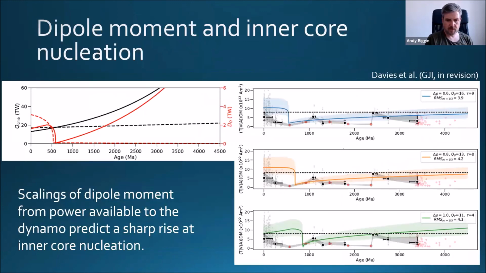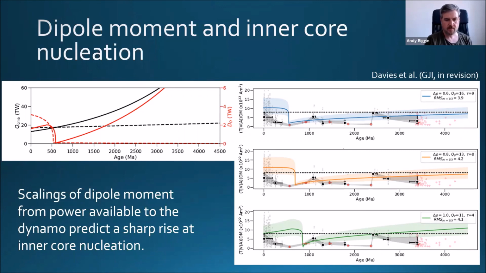Okay, so I did promise to talk something on thermal evolution. This is a paper that only has minor corrections to do for GJI, so expect it to be accepted quite soon. This is looking at a bunch of different thermal evolution models and seeing what they predict for the dipole moment evolution through time.